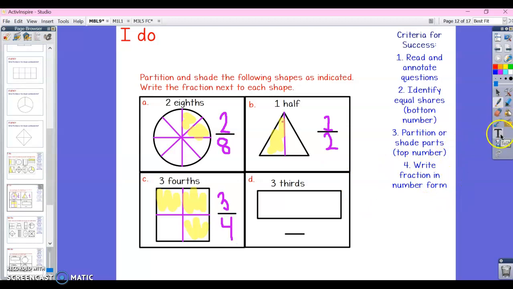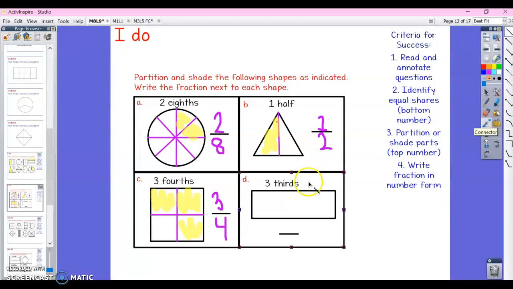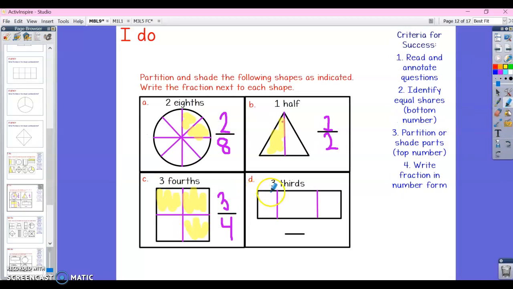Next, let's look at letter D. Letter D says 3/3. So now I'm going to break this rectangle up into thirds. I'm going to try to do my best, as even as possible. Go down. Then I'm going to go down. It's not as even, but it's going to do for now. Now I'm going to shade 3/3. So that means I'm going to shade 3 pieces.